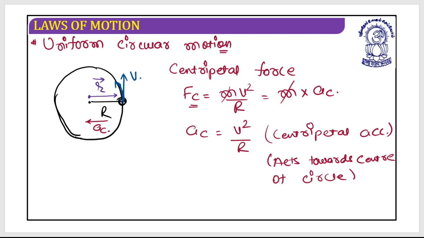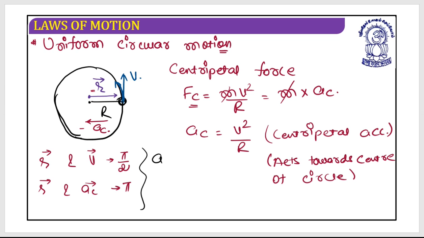Now let's find out the angle between certain parameters. The position vector r and linear velocity v are related to each other by pi by 2, 90 degrees. The angle between r and centripetal acceleration, look at this, is 180 degrees. AC, the centripetal acceleration, and the velocity vector v are related by 90 degrees, pi by 2.